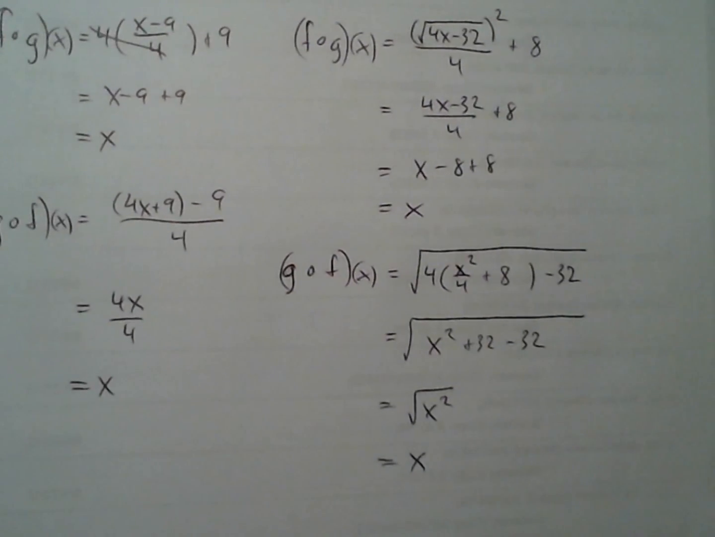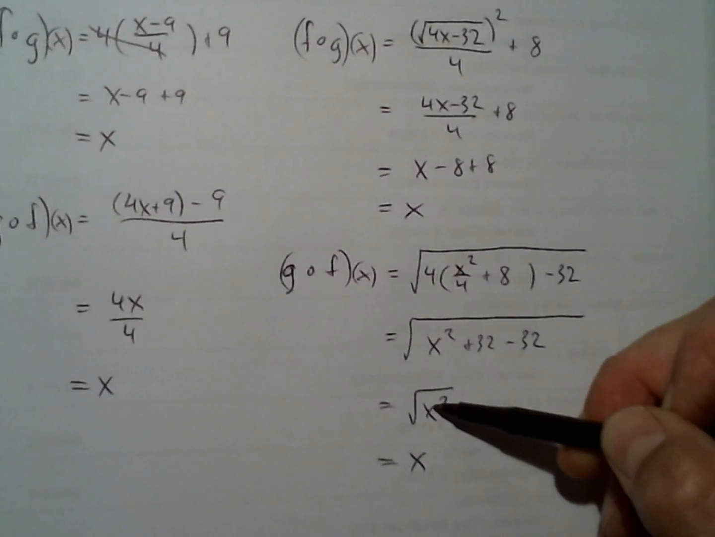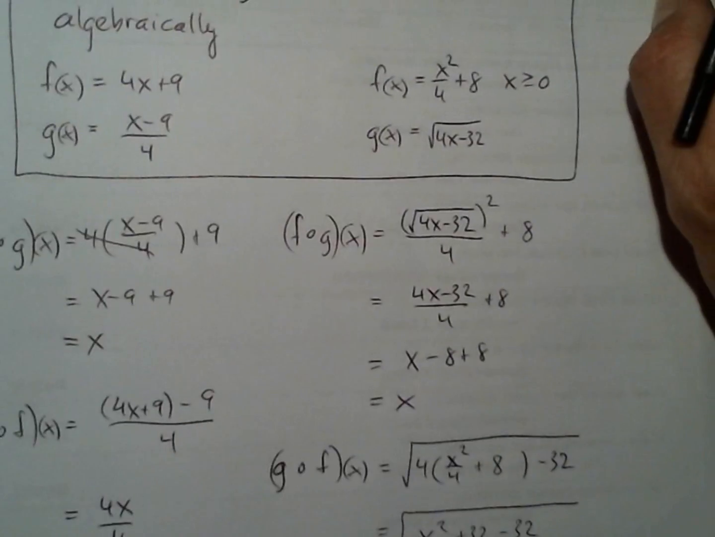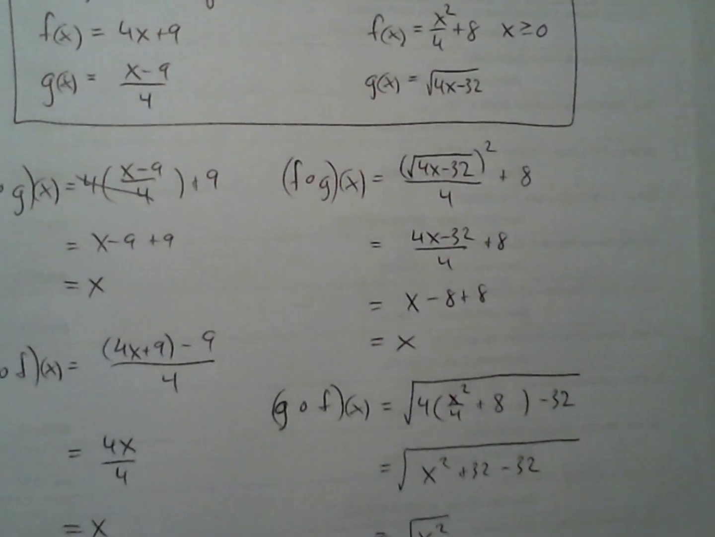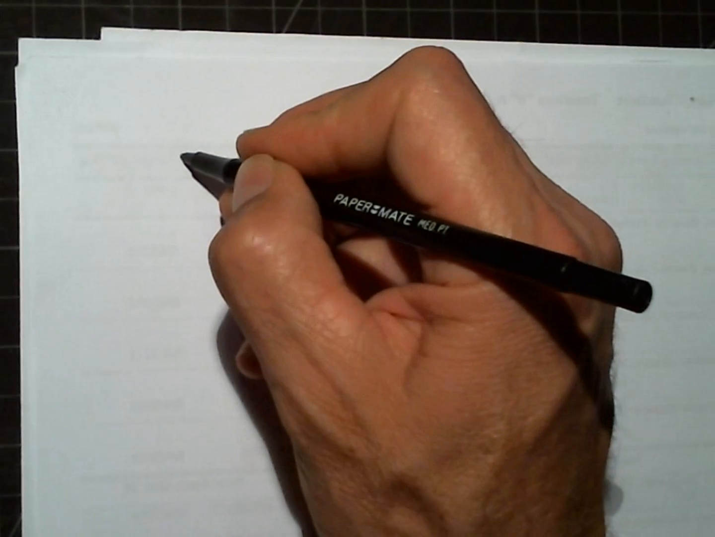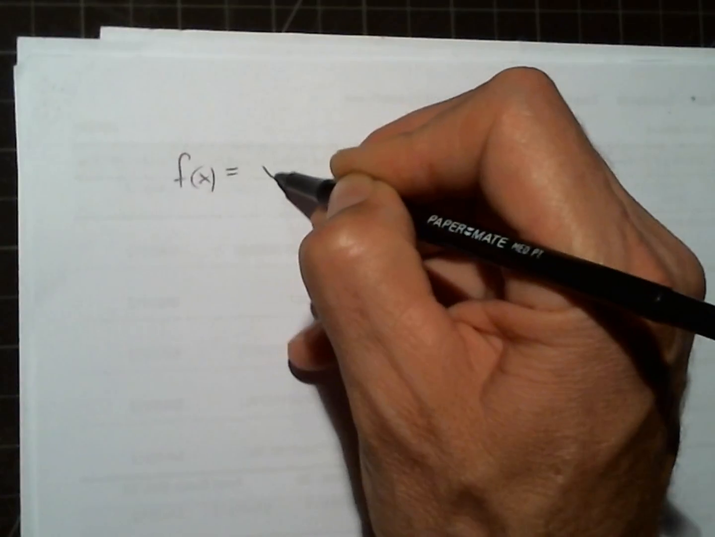And since x had to be positive, we know that this is always going to be positive, even though you could have a negative or a positive in there. This is always positive because it said so in the beginning. All right, and try another one.